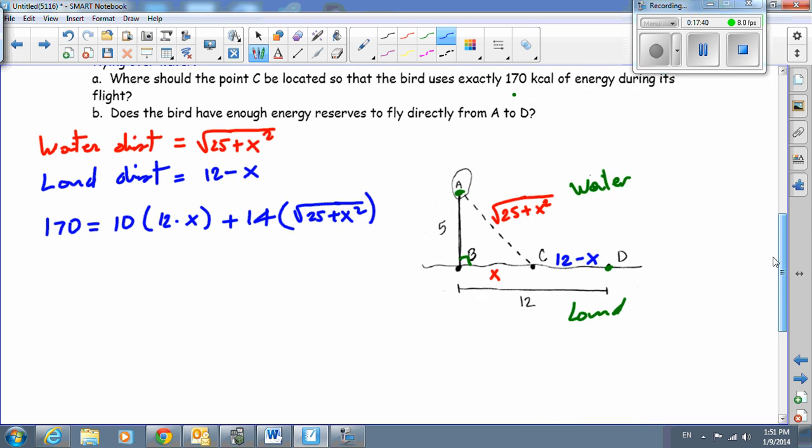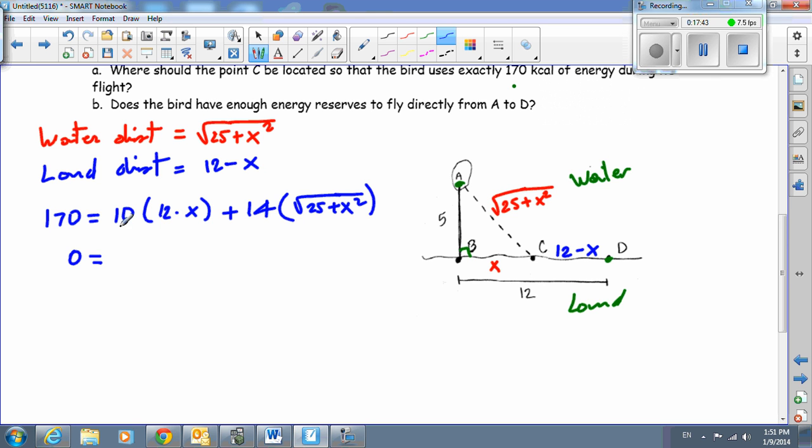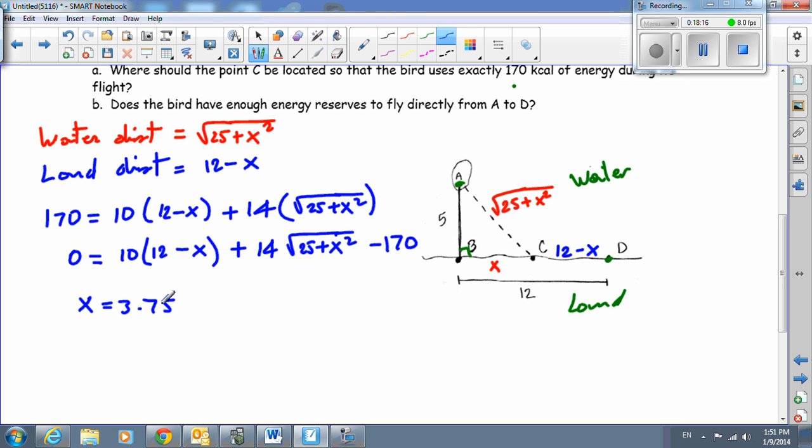All right, so if I subtract 170 from both sides, I get 0 is equal to 10 times 12 minus x plus 14 square root of 25 plus x squared minus 170. I guarantee you it is easier to actually use the calculator on this. If you use your calculator, y1, y2, you should end up with x equal to 3.75 miles, or x equal to 6.67.